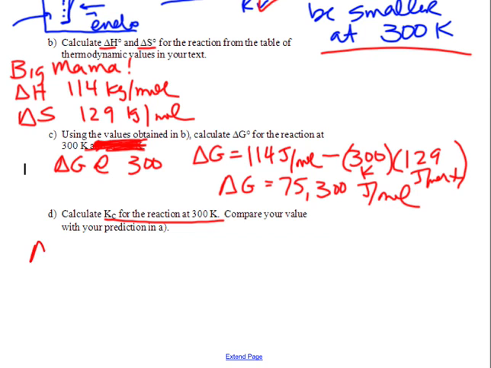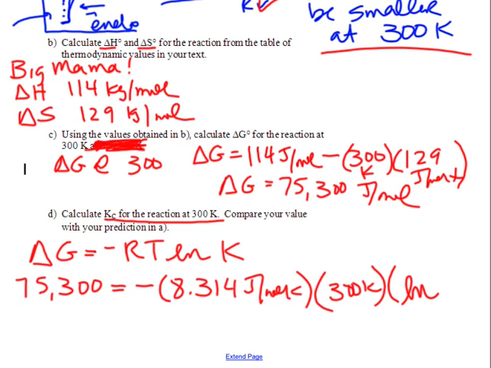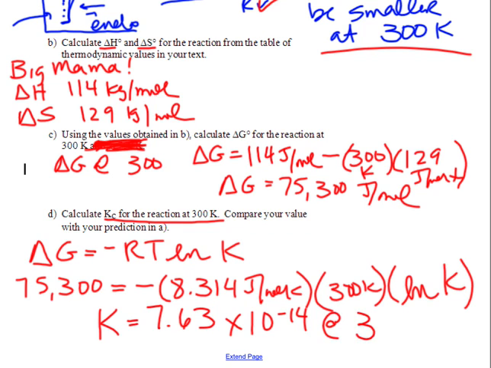Now we're going to find the Kc at this particular temperature. This is negative Ratlink, so we're looking for K. So my delta G, 75,300, is equal to negative R. R is 8.314 joules per mole K. And then my temperature, 300. And then natural log of K is what I'm solving for. When you solve, you end up getting a K of 7.63 times 10 to the negative 14th. And this is a K at 300.